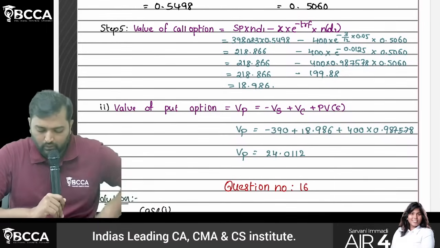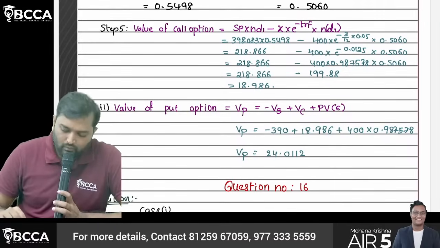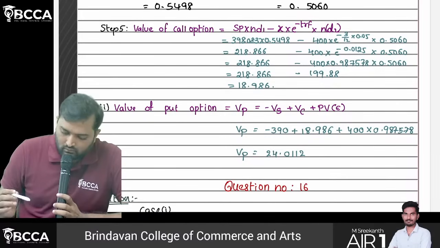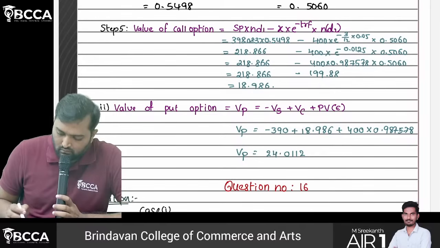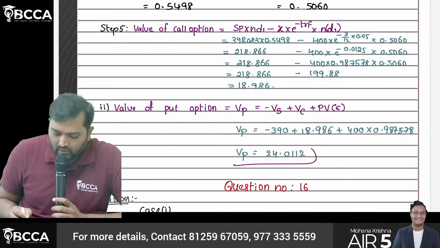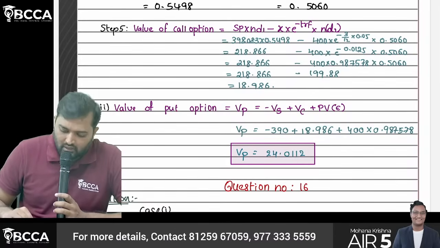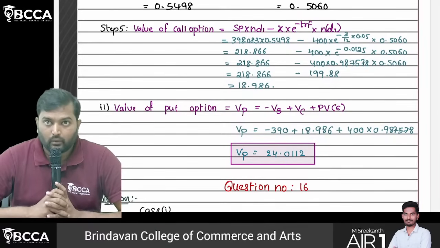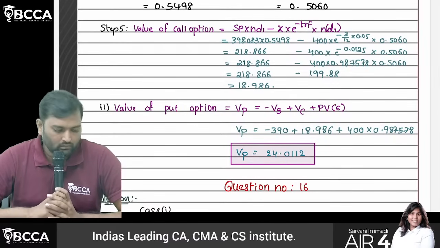So value of a put is equal to 24.011. Value of a put is equal to 24.011. Clear?